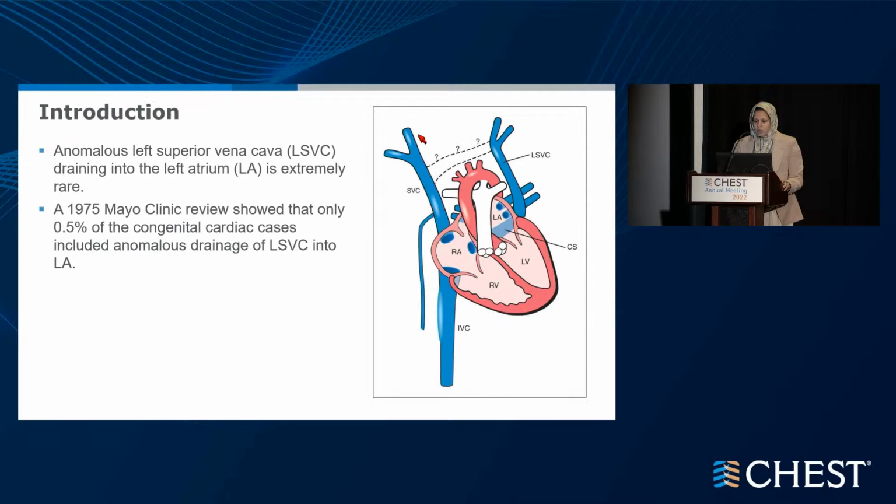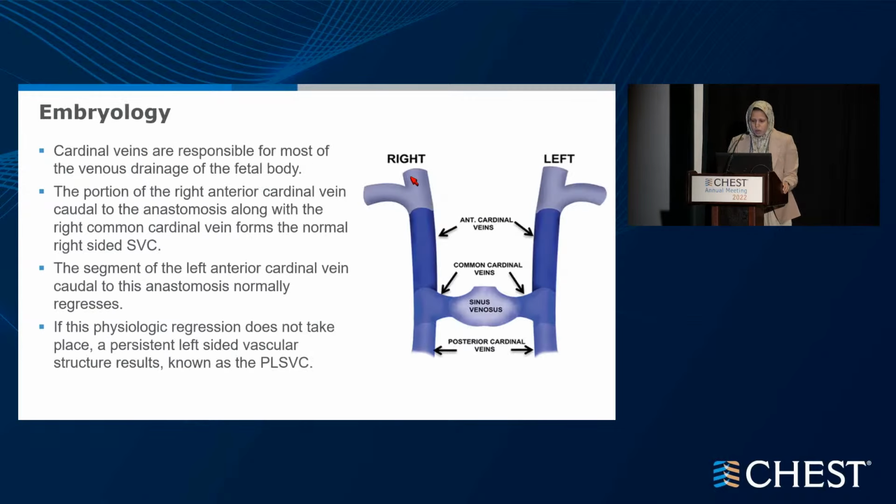So just to review the anatomy, we have the superior vena cava and the inferior vena cava draining into the right atrium, going into the right ventricle, into our lungs, and then back into the left atrium, left ventricle, and to the whole body. In an anomalous left superior vena cava, we have this other vessel called the left SVC. Most of the time it drains into the right atrium, and sometimes it can, via the coronary sinus or without any connection with the coronary sinus, drain into the left atrium, and that can cause a right to left shunt. And how does this happen?